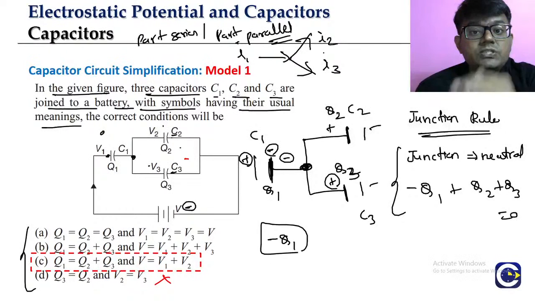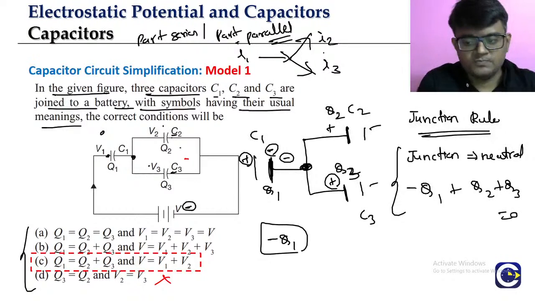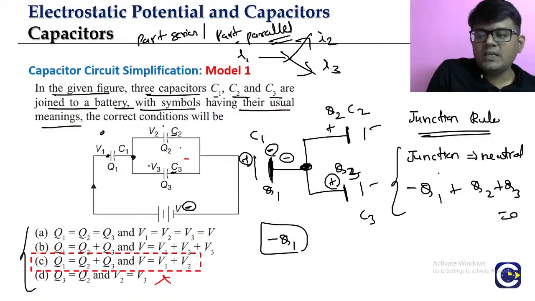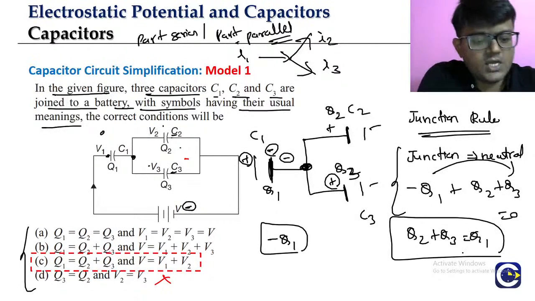This is the junction rule in capacitors. If you have a junction, the total charge taken from the junction will be what? 0. And the junction is neutral, so it's a neutral wire, right? So from there, if you take a negative charge on one side, on the other side you will be taking what? Positive charge. That's how it comes. So look, what is the relation we have? If you take Q1 to the right side, it will become positive, right? So Q2 plus Q3, its value is equal to what? Q1.